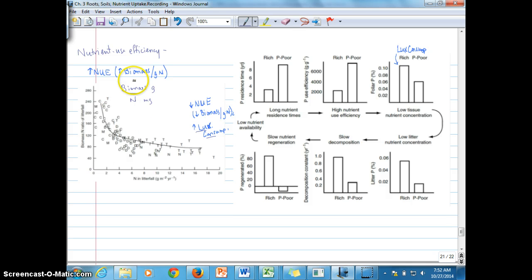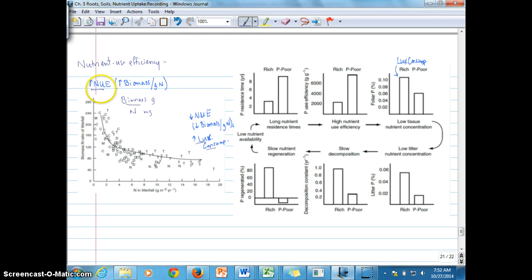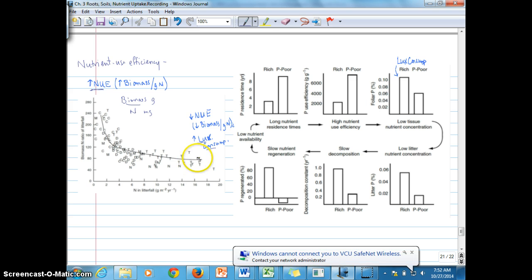So this area of the graph reflects high nutrient use efficiency. When low nitrogen is available, the plant can still utilize what it has and increase its biomass content. It's not that this tissue has higher biomass than here, it's that this tissue has lower nitrogen content than here, when we're looking at this part, when nitrogen availability is high.